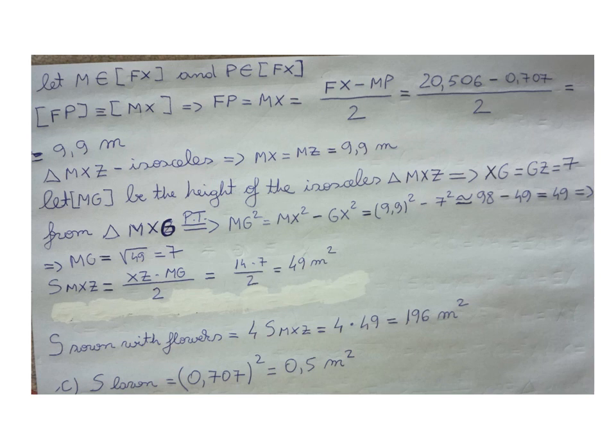From the triangle MXG, we have with Pythagoras theorem that MG squared is equal to MX squared minus GX squared, which is equal to 49. So MG is the square root of 49, which is 7. The surface of the triangle MXZ is XZ times MG divided by 2, which is 49 square meters. The surface area sown with flowers is 4 times the surface area of MXZ, which is 4 times 49, which is 196 square meters. The surface of the lawn is 0.707 squared, which is 0.5 square meters.